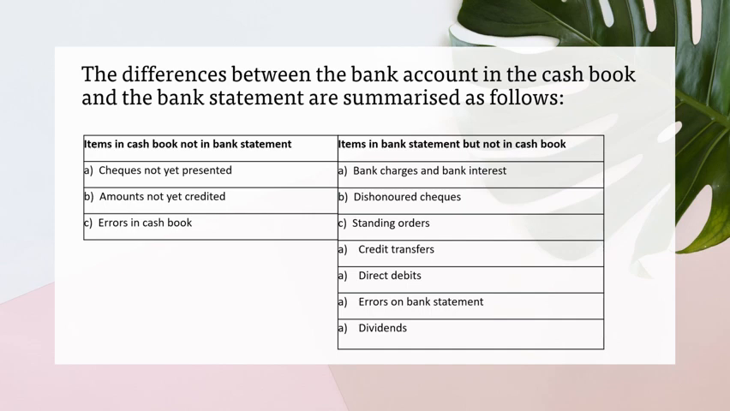The bank account in the cash book and the bank statement are summarized as follows. When an item shows only in your cash book but not in the bank statement, there is a situation of check not yet presented. It means my cash book already recorded it as money paid out, but the bank statement does not show this particular amount paid. And part B is amount not yet credited.